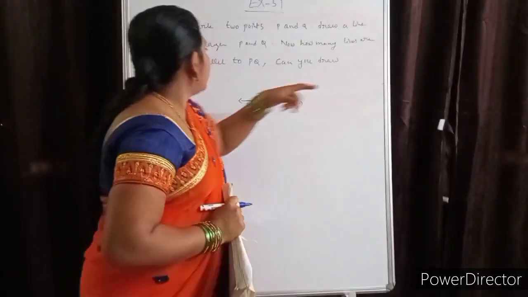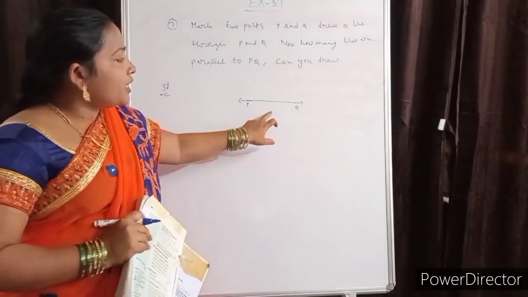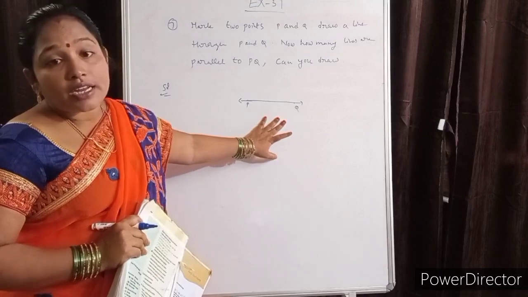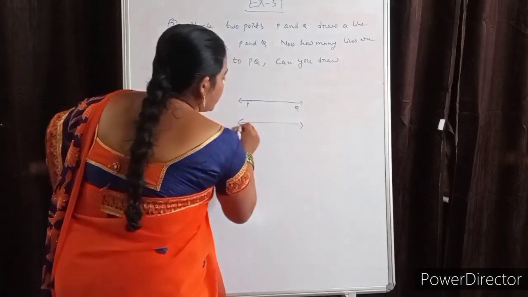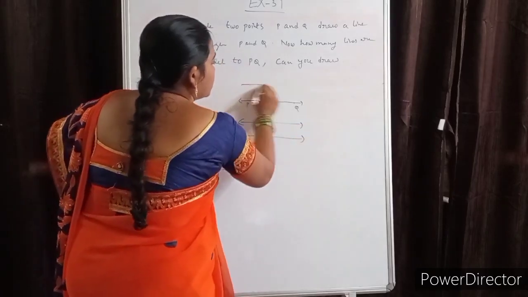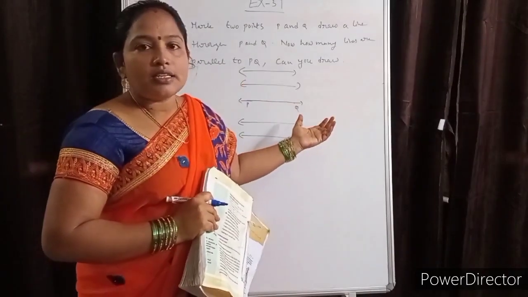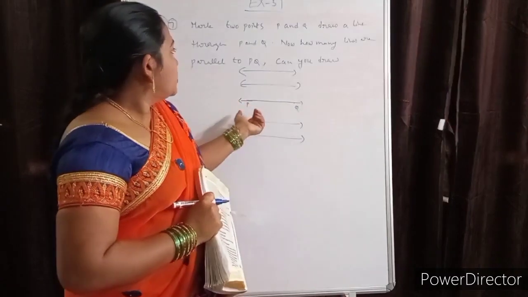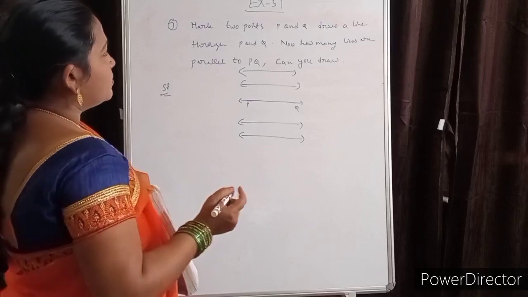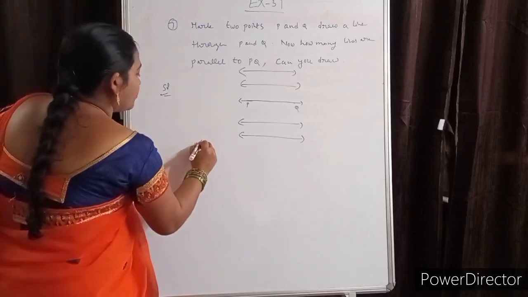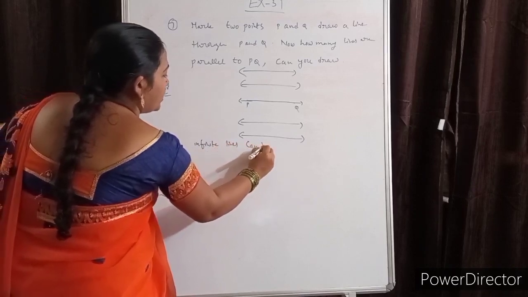Now, how many lines parallel to PQ can you draw? Infinite lines can be drawn. These are all parallel lines. This is also a parallel line. Infinite lines can be drawn through the line PQ.